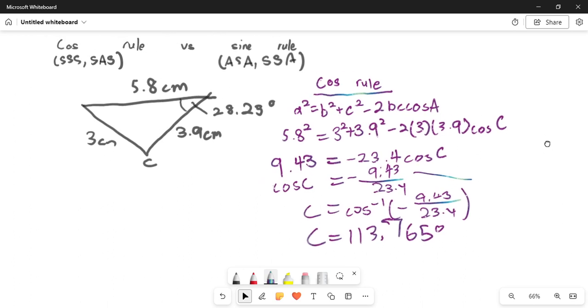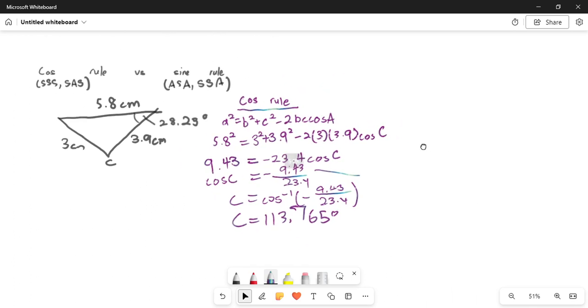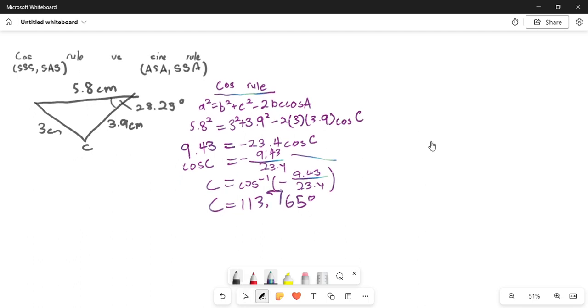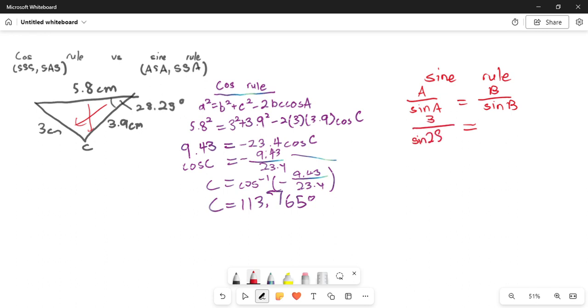How about let's try the sine rule though. I found the cosine rule answer, which is good, but what about sine rule? For sine rule, we have a over sine A is equal to b over sine B. Am I right? So a over sine A, so I can take this and this, then I can take 5.8. So angle A, which is 28.25, 3 over sine 28.25 is equal to 5.8 over sine C.